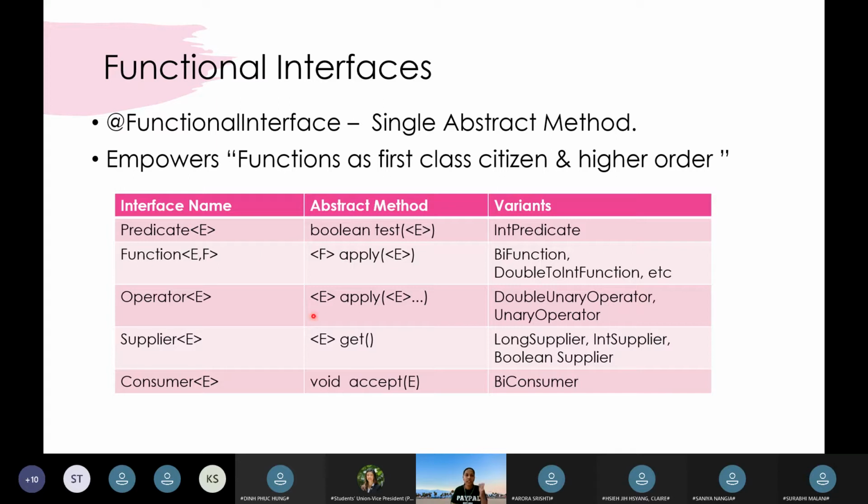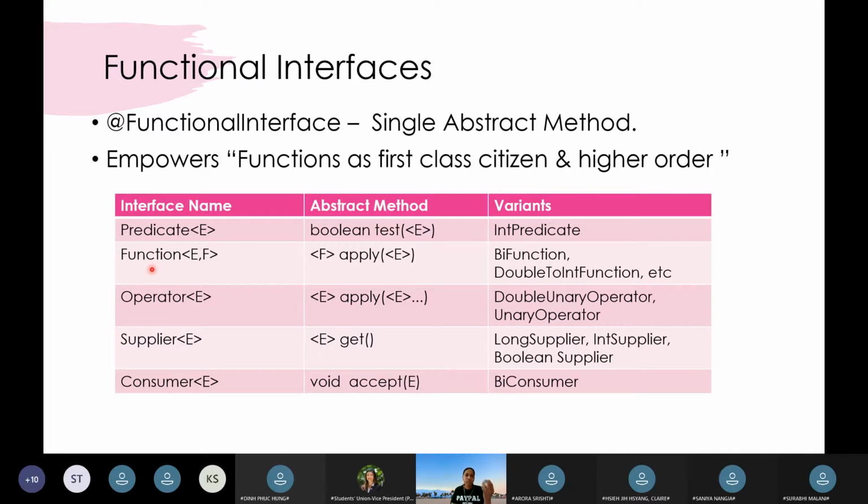Now let's understand what these 5 categories of functional interfaces are for. The first one is Predicate. If you have a scenario where you want to evaluate something which is true or false, like in our examples we saw, we were evaluating whether the number is even or not, at that time we are implementing this Predicate interface. Now, these are the abstract methods of each one of them.